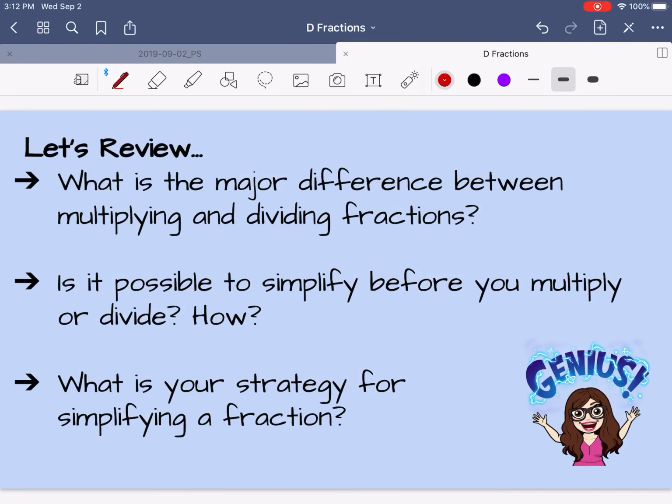Okay, so what is the major difference between multiplying and dividing fractions? Right, in dividing fractions, you have to do the same switch flip, keep change change, invert multiply, but then you go back to multiplying. Is it possible to simplify before you multiply or divide? And the answer is yes. Remember, you can cross-reduce using the butterfly. And then think about it. What's your strategy for simplifying a fraction? How do you know if a fraction is in its simplest form? And that's it. Simple, right?